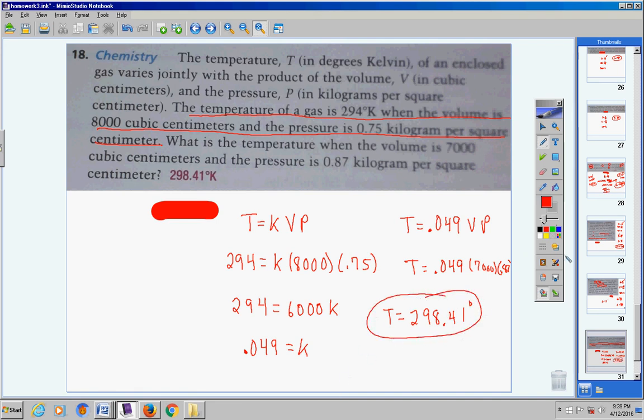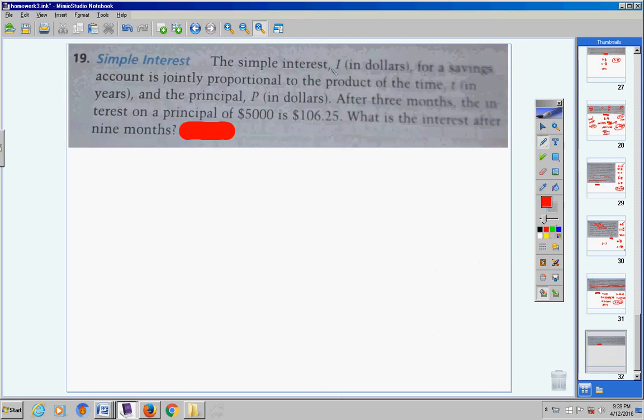Alright, moving on to number 19. Okay, last problem. The interest I varies jointly proportional to T and P. Interest is jointly proportional, or in other words, varies jointly to T and P. So I varies jointly with T and P. I is the interest that you get out of a savings account. T is the time in years. Don't forget that, okay? Your time has to be in years.